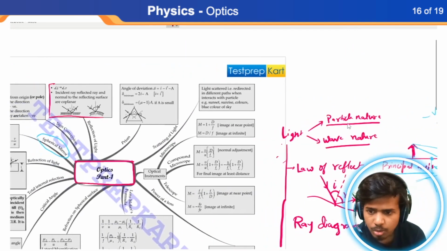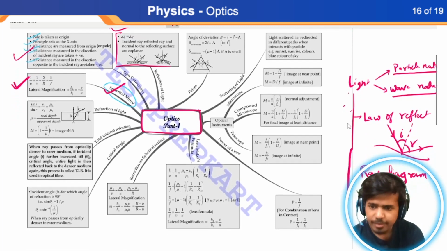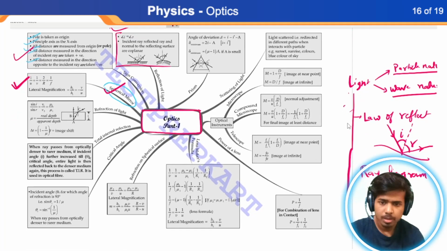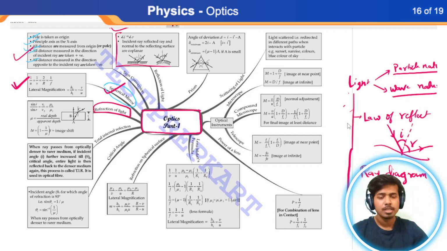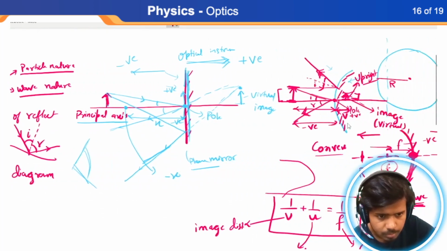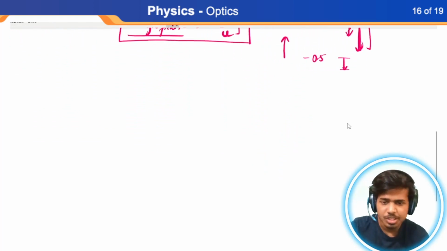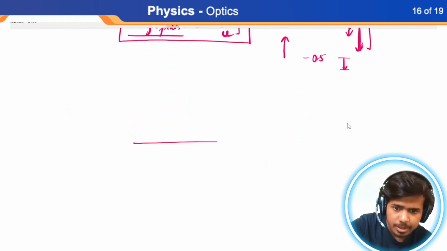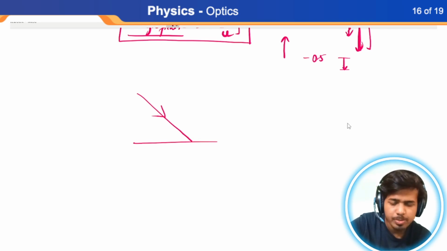So this was about the spherical mirror, and we have something called refraction of light. Reflection of light, based on that principle we have already discussed spherical mirrors. Now, as per refraction of light, if light enters from one medium to another medium, it might deviate from its path.